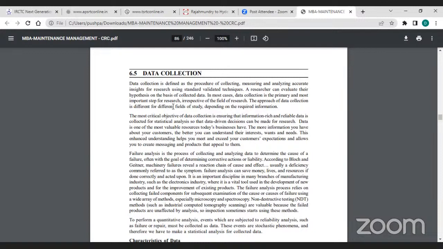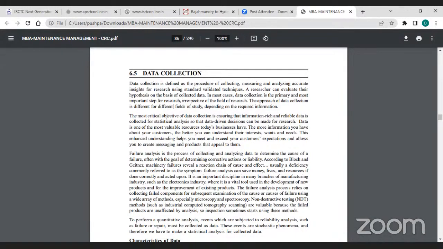Right. So what is data collection? Data collection is where we are trying to collect information with the objective of gathering reliable information which will be used for our statistical analysis, to take data-driven decisions that can be made useful in the research.